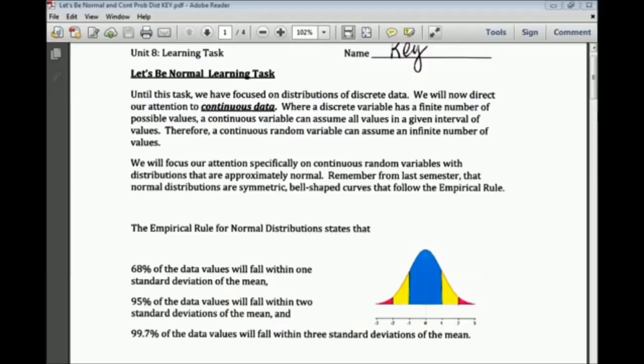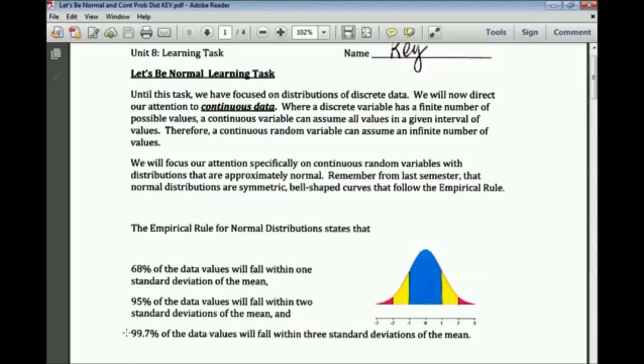What the empirical rule tells us is that within one standard deviation of either side of the mean, 68% of the data lies. Within two standard deviations of either side of the mean, 95% of your data lies. And within three standard deviations of the mean, 99.7% of the data lies.